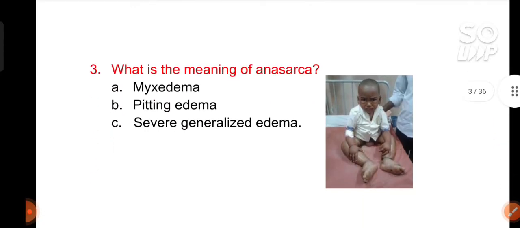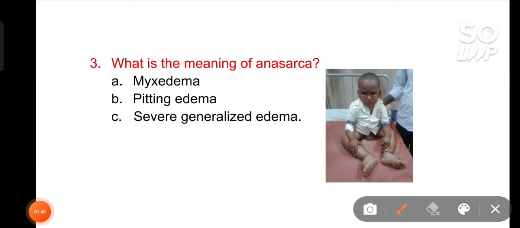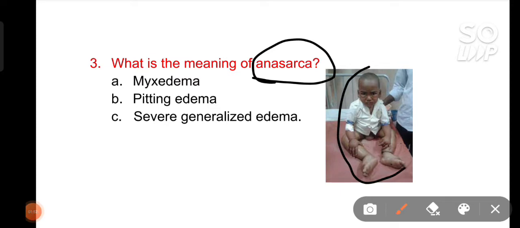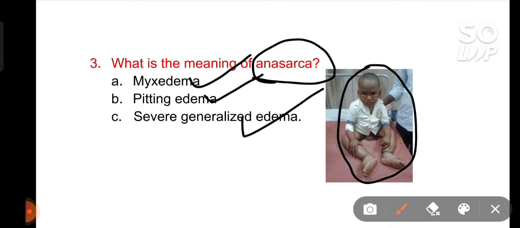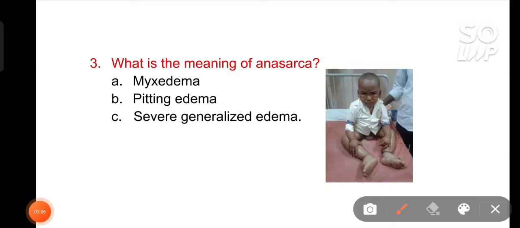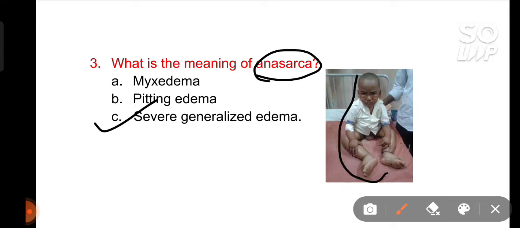Debridement is nothing but dead tissue from the wound. The next question is, what is the meaning of anasarca? In this picture the child is in which condition? The options are mixed edema, pitting edema, severe generalized edema. The right answer is option C. Severe generalized edema is also known as anasarca. So the edema will be present all over the body.